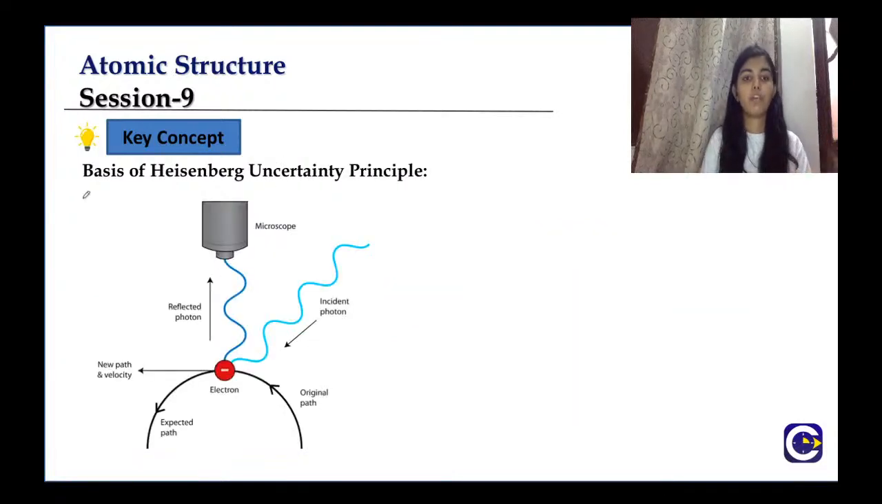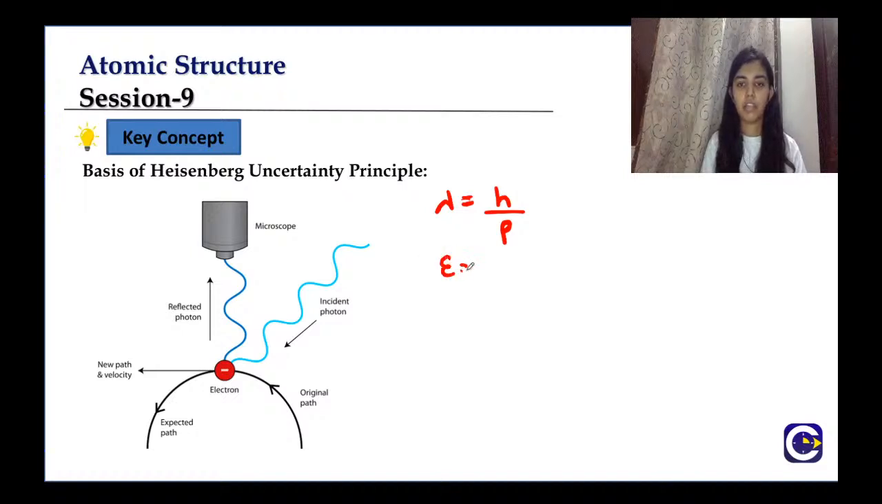So what was the basis of Heisenberg uncertainty principle? For example, let us say the de Broglie theory here. He stated that lambda equals h by p basically, right? And one formula we will need here, E equals hc by lambda. These formulas we know, right?